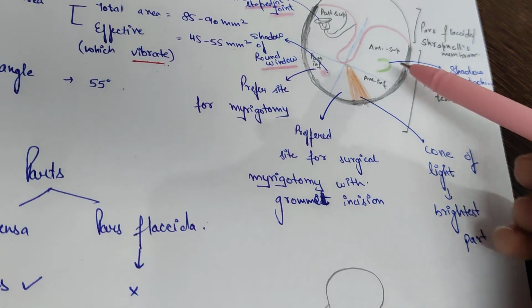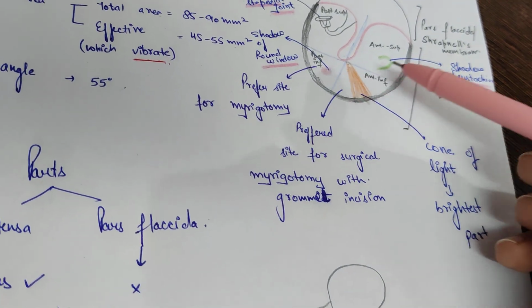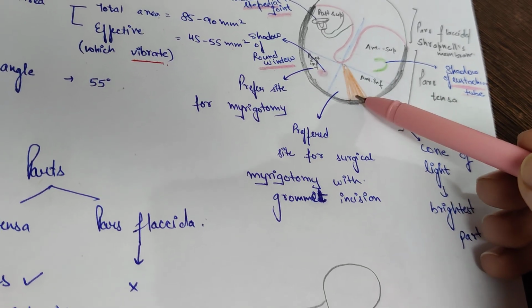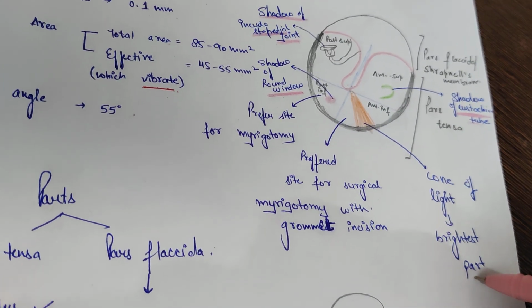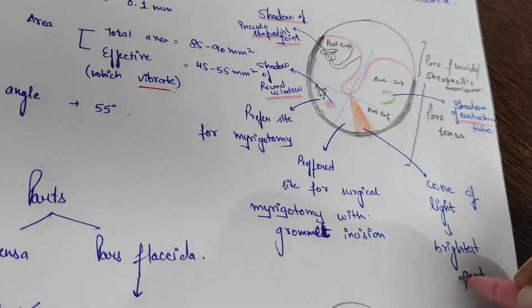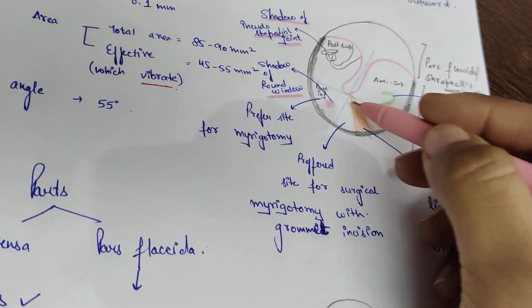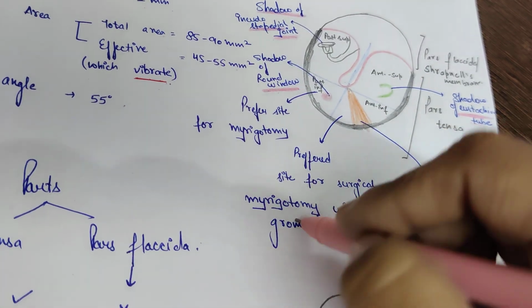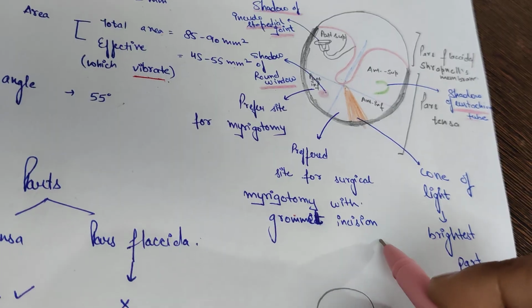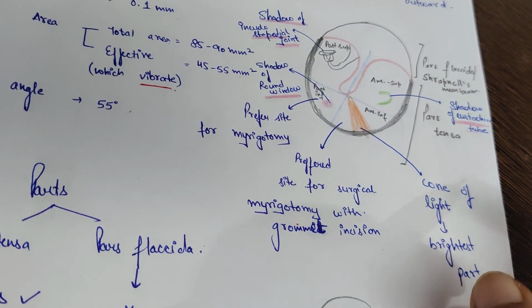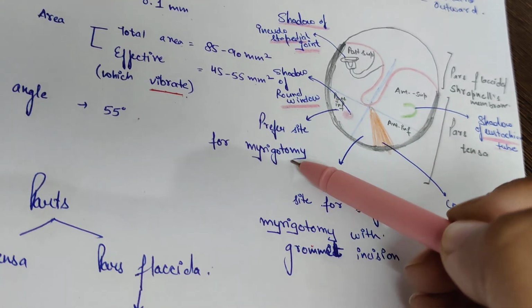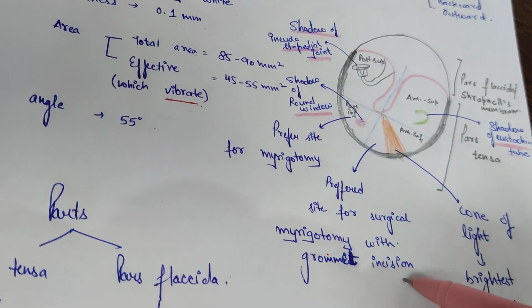Okay, so in the anterior inferior portion we have two main important things to learn. First, very important, is the cone of light. The brightest part of the tympanic membrane is this cone of light, and it is located in the anterior inferior portion. Then second is the preferred site for surgical myringotomy with grommet insertion. We will learn about this in later sessions. Okay. Next is posterior inferior, preferred site for myringotomy, but without grommet insertion. So it's important.